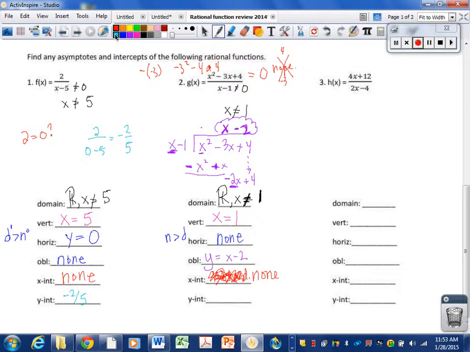y-intercept, to find the y-intercept, we plug in zeros. So 0 here, 0 here, 0 here. What is 4 divided by negative 1? Negative 4. So if this numerator were solvable, we'd have some x-intercepts. You plug in 0 to find the y-intercepts. Bada bing, bada boom.